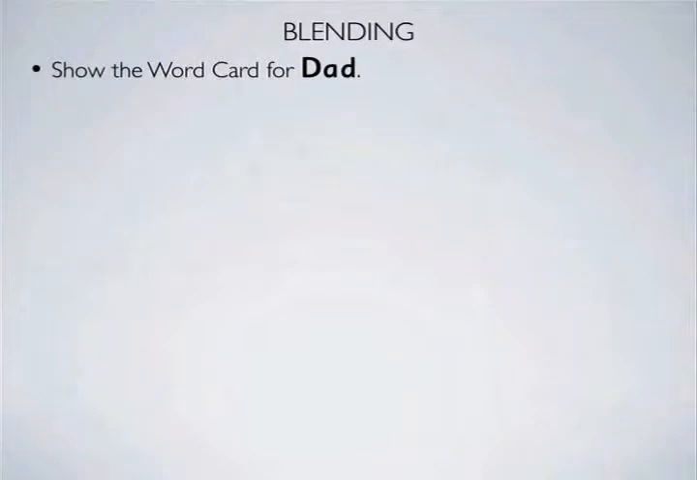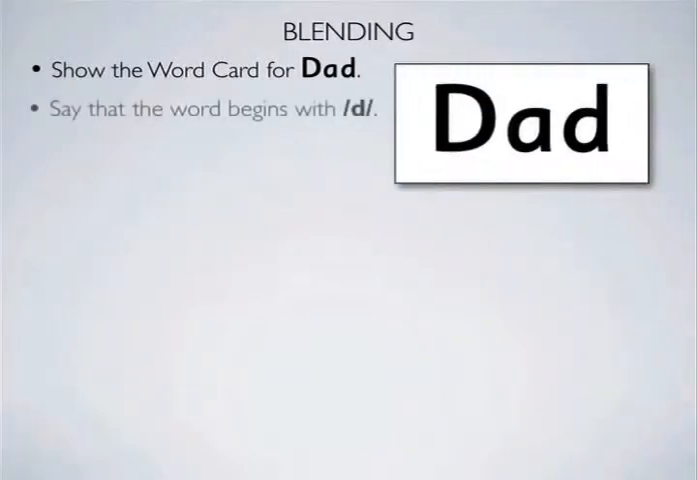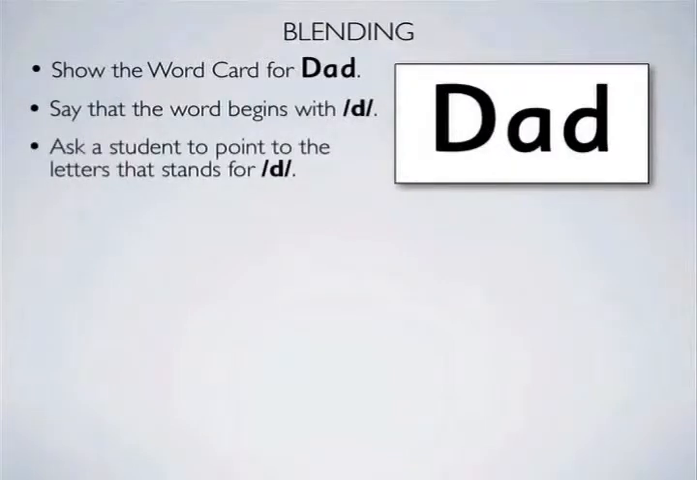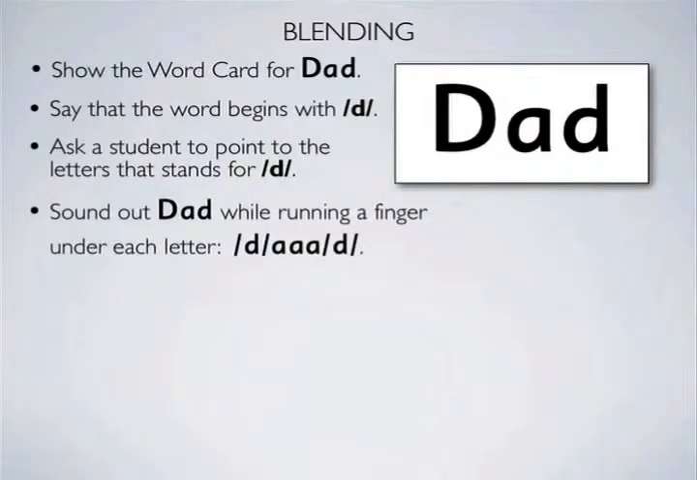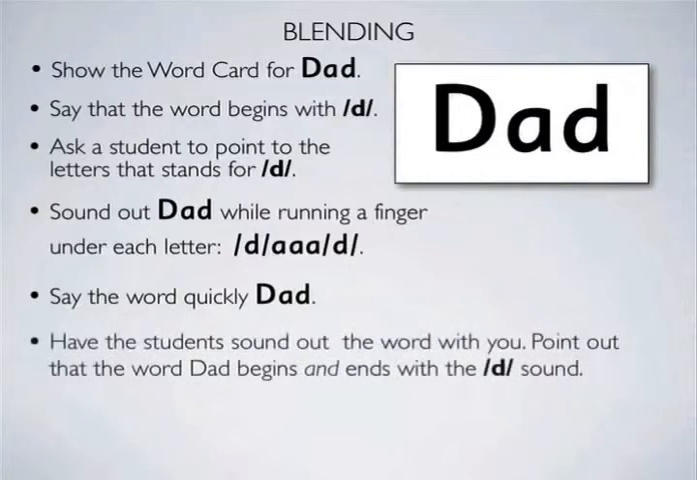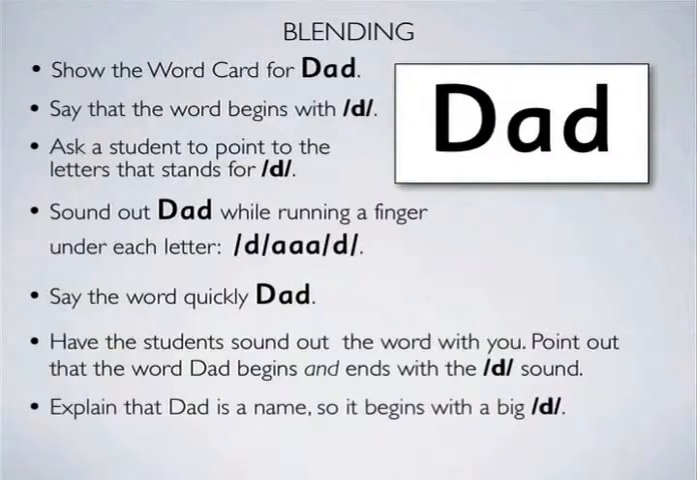Show the word card for dad. Say that the word begins with d. Ask students to point to the letters that stand for d. Sound out dad while running a finger under each letter. D, a, d. Say the word quickly. Dad. Have the students sound out the word with you. Point out that the word dad begins and ends with the d sound. Explain that dad is a name, so it begins with a big D.